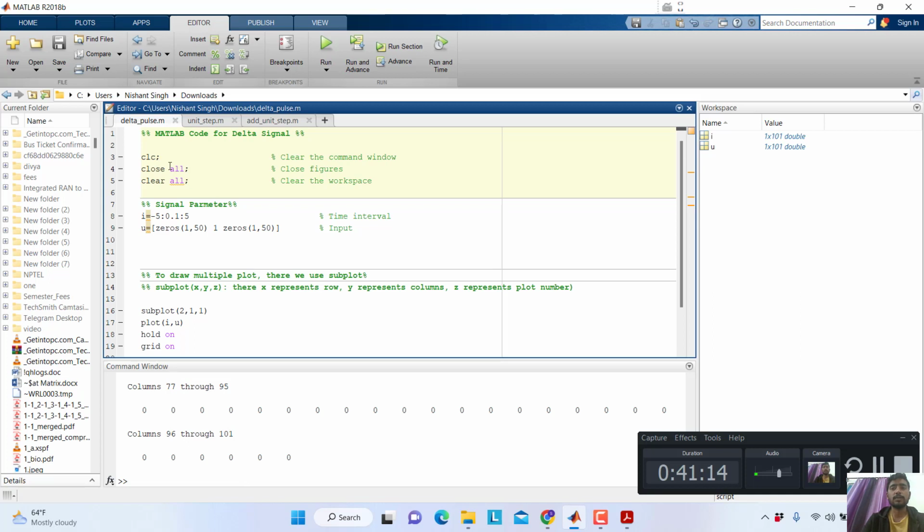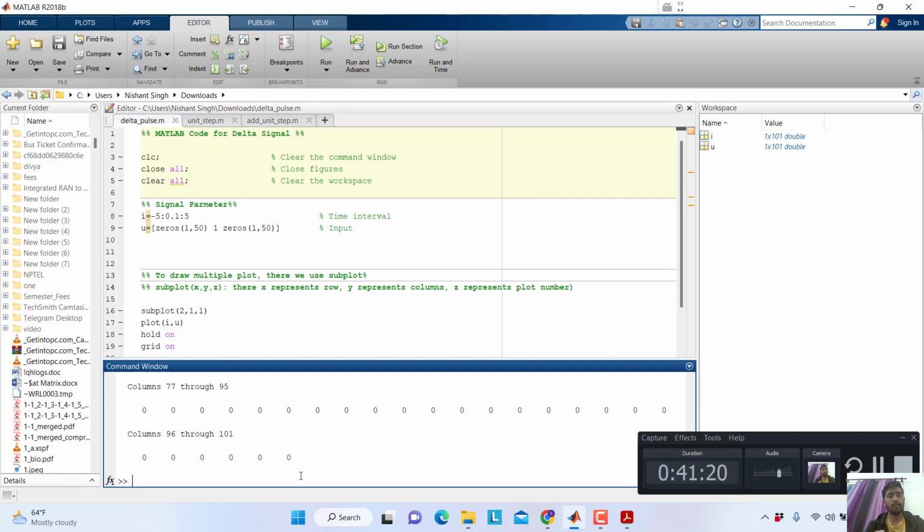So first we are using CLC. CLC clears the command window. Suppose we want to do any calculation, like 2 plus 3. We get 5. If you want to clear the command window, just type CLC. So CLC is used to clear the command window. To clear the workspace, we use clear all. If we type clear all, it will clear the workspace.